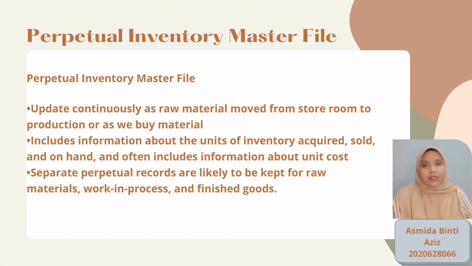Perpetual Inventory Master File. The Perpetual Inventory Master File is updated continuously as raw material moves from storeroom to production as we buy the material. It includes information about the units of inventory acquired, sold, and on hand, and often includes information about the unit cost. Separate perpetual records are likely to be kept for raw materials, work in process, and finished goods.